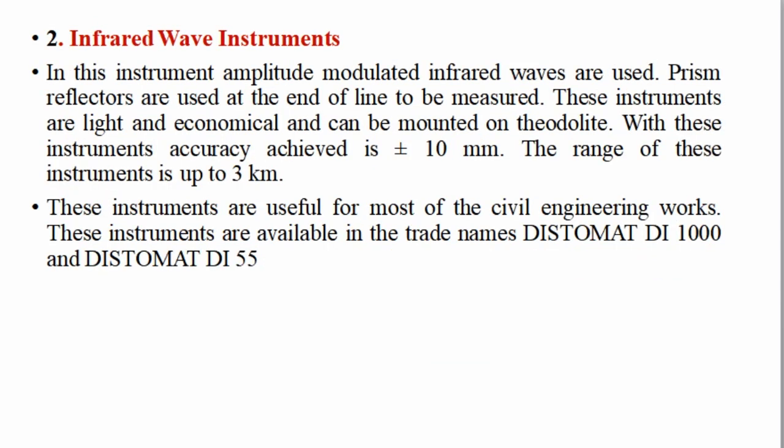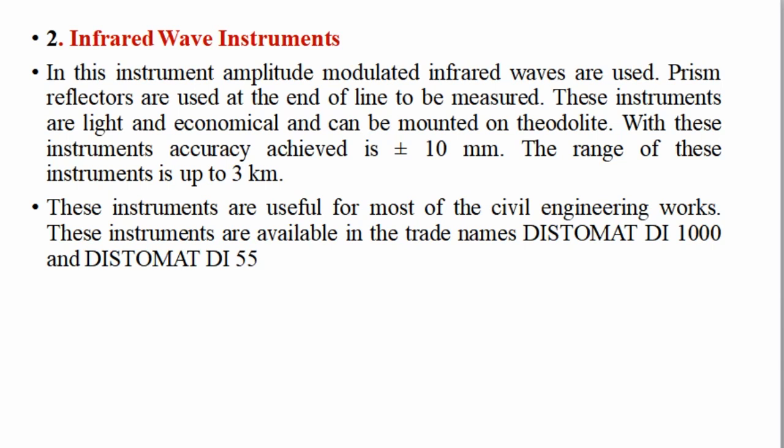Okay. Then infrared wave instruments. In these instruments, amplitude modulated infrared waves are used. Prism reflectors are used at the end of a line to measure. These instruments are light and economical and can be mounted on a satellite.